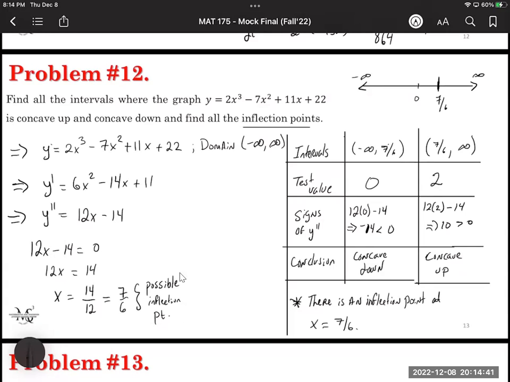Depending on the number of inflection points, the number of intervals is always one more than the number of inflection points. For example, if I had one inflection point, then there are two intervals. But if there are two inflection points, then there are three intervals, right? So that's the pattern. There's always one more interval than inflection points if you count them.